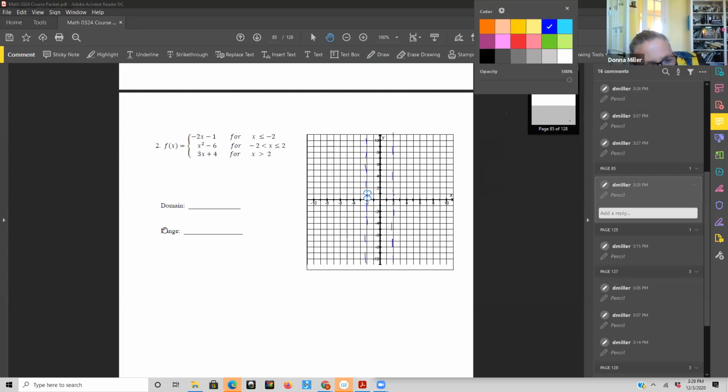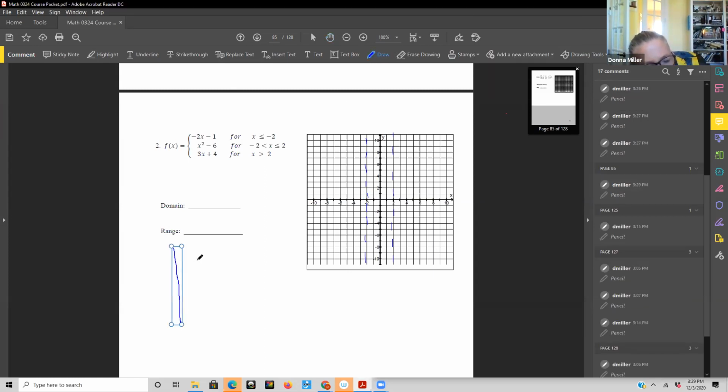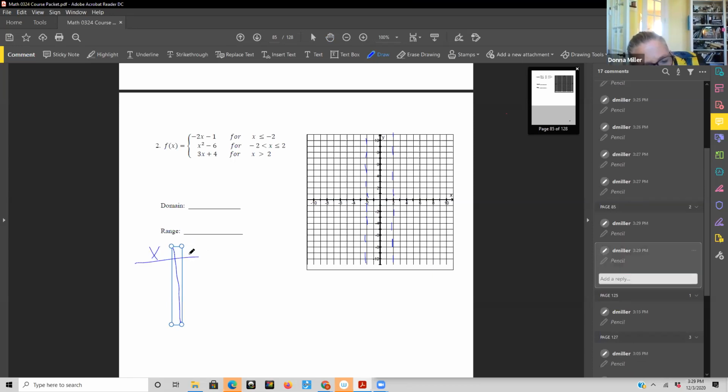All right, so my first piece is a line. So it should look like a line. So let me make a table. For a line, I only need two points, that's good enough. x, -2x minus 1. All right. And this line is valid for x less than or equal to -2.